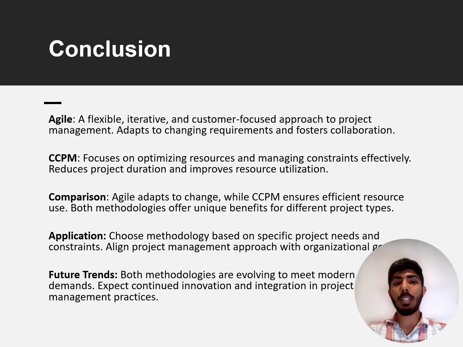Now let's talk about the conclusion of this whole presentation. In conclusion, Agile and CCPM are two powerful methodologies in project management. Agile is flexible and customer focused, making it great for projects with changing requirements. CCPM optimizes resources and manages constraints, making it efficient and effective. Choosing the right approach depends on your project needs and constraints. Both methodologies are evolving to meet modern industry demands, and integrating them can lead to even better project outcomes.